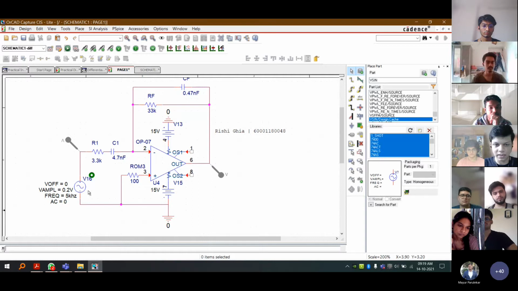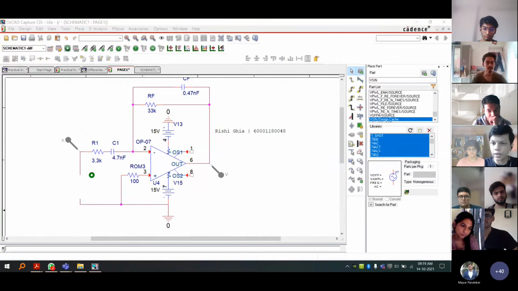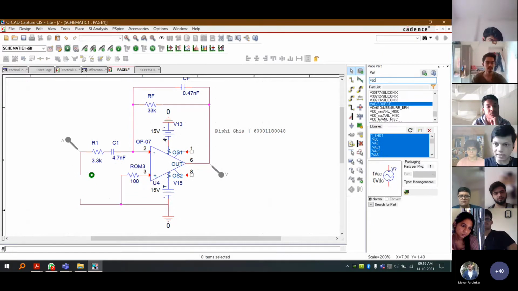So what we can do now, since we've understood how the output voltage here works, is take this out and put in our VAC, and we can check the frequency response.